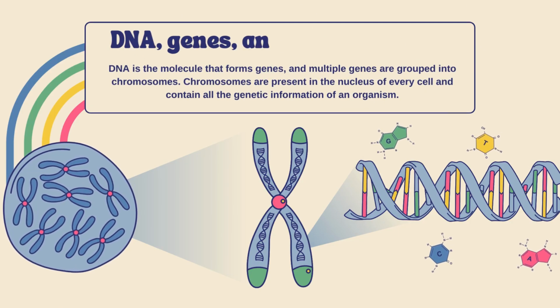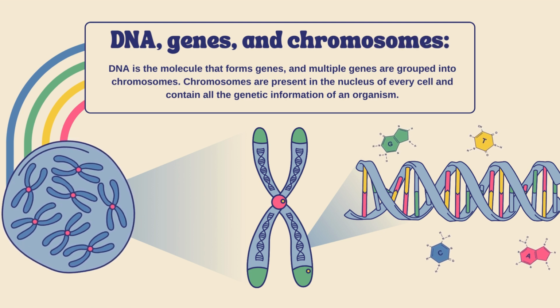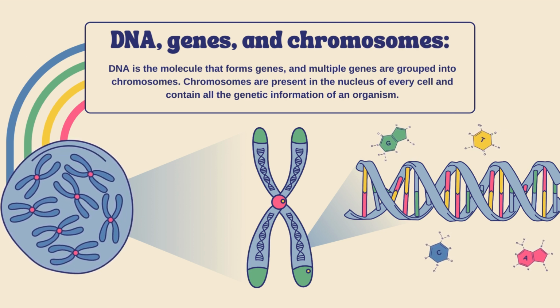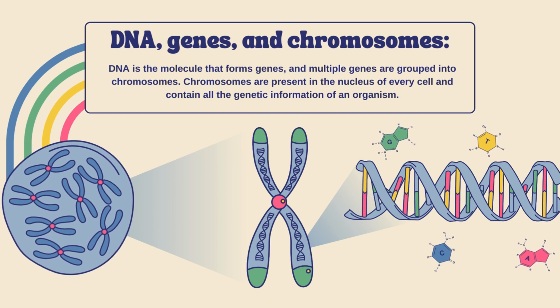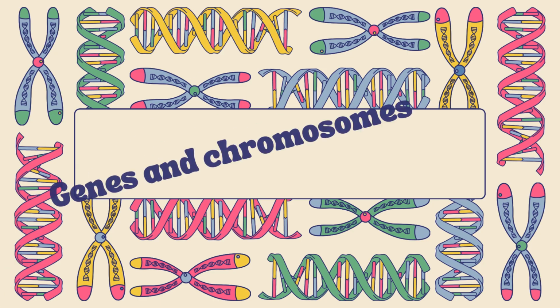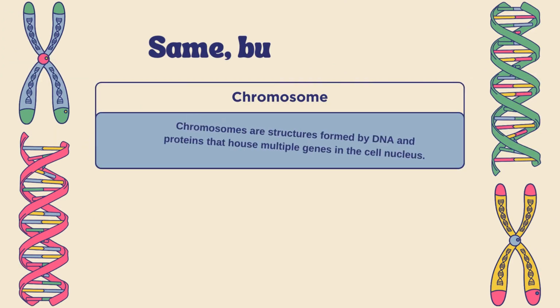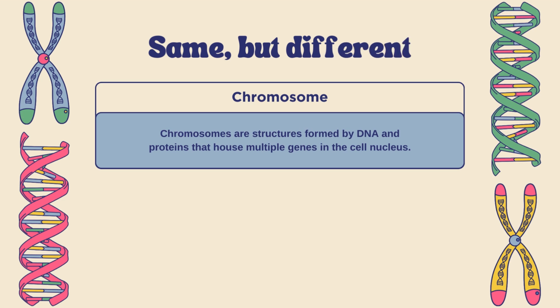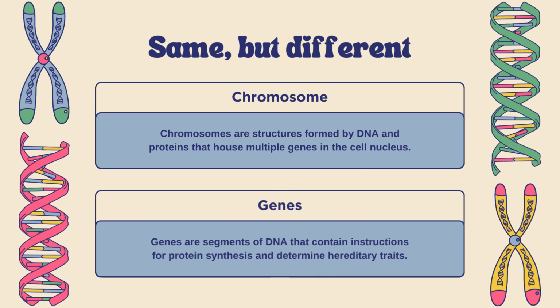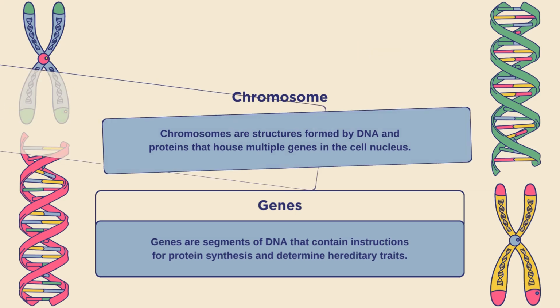DNA forms genes, and multiple genes are grouped into chromosomes, present in the nucleus of every cell, containing all the genetic information of an organism. Genes and chromosomes. Chromosome, structures formed by DNA and proteins housing multiple genes in the cell nucleus. Genes, segments of DNA containing instructions for protein synthesis and determining hereditary traits.